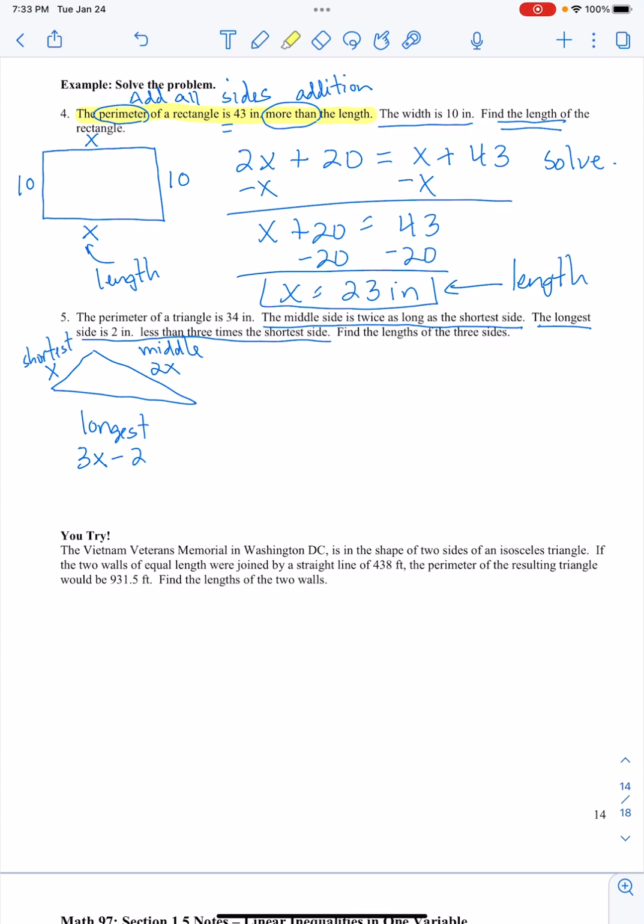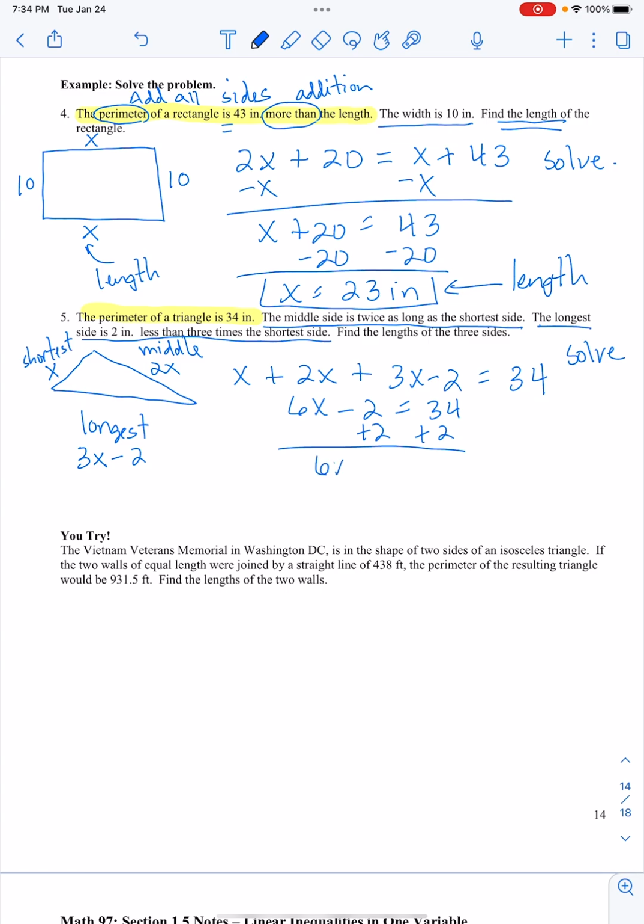Now the next part that's important to pick up is that the perimeter of the triangle is 34 inches. Again, perimeter means add all sides. So we take x plus 2x plus 3x minus 2, and we are equal to 34. And now we are going to solve. So we combine all of our x's to 6x minus 2 is 34. We add 2. We get 6x is 36. We divide by 6, and we get x is 6.